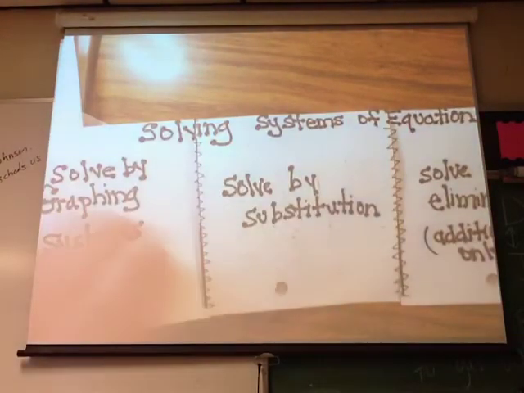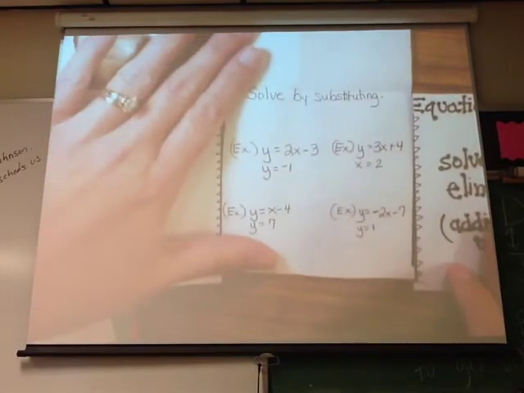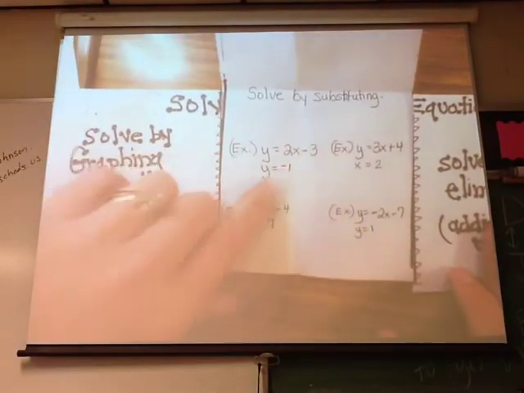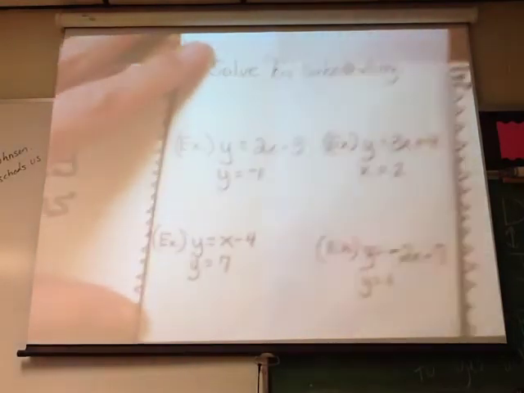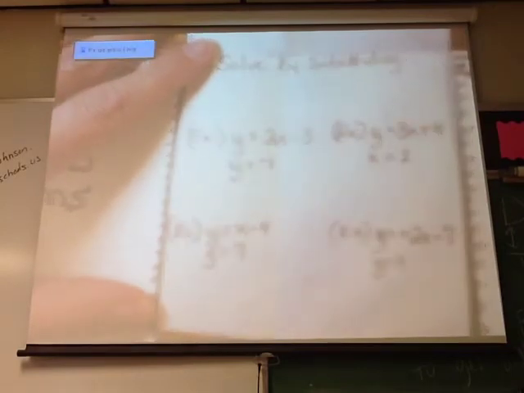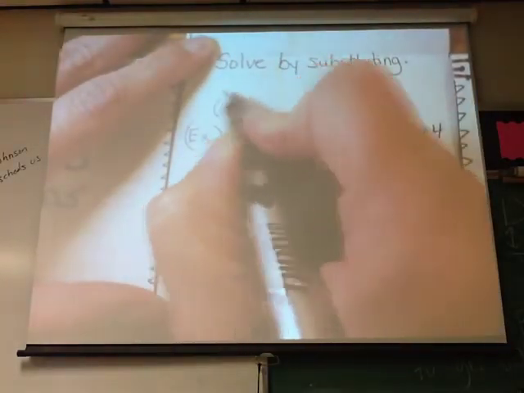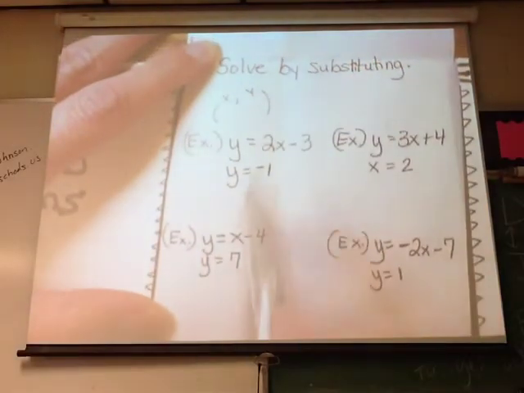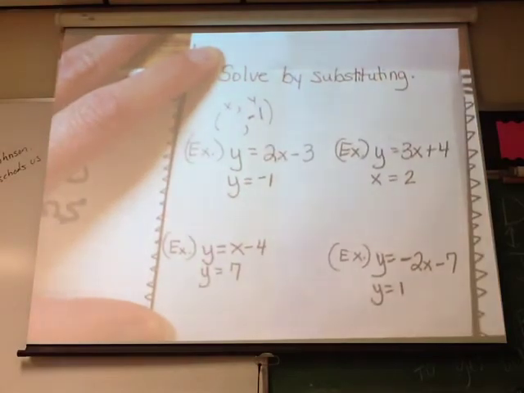Okay, so now let's grab our foldables and let's add a few little notes in there. Solving by substitution. Open up that flap and you will see 4 different little examples that I put in there. You may have to write kind of small, but notice that it gives you half of your answer already. It gives you either the x or the y, and you have to substitute in to find the other one.